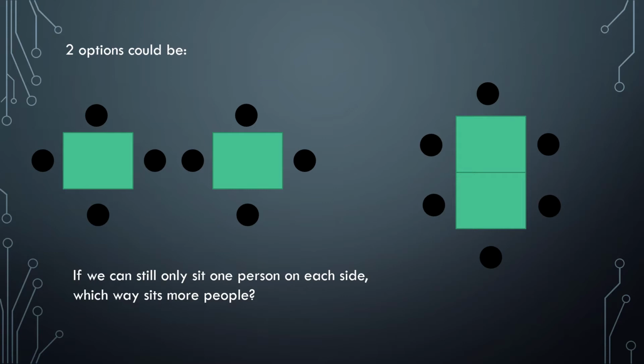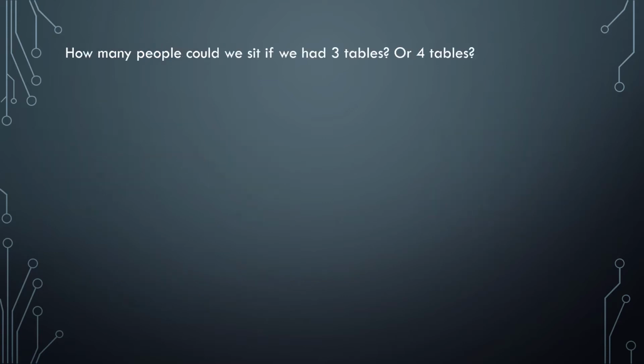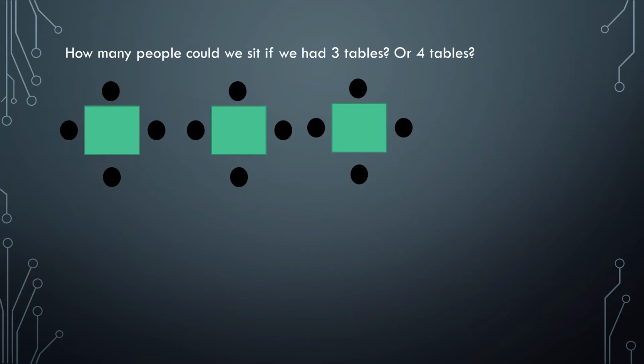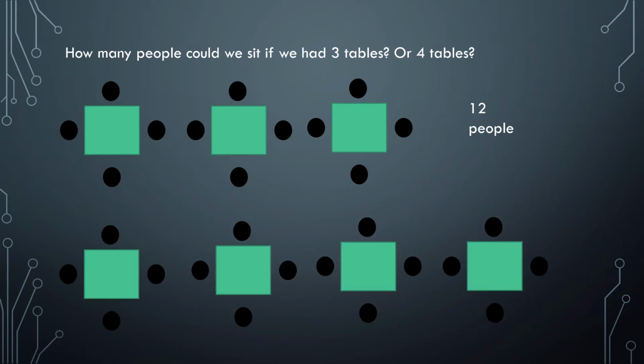So for these patterns, we're going to assume the first option. We're going to look in another video about what happens if we choose the second option. But just now we're going to stick with the first one. So how many people will we have? How many people could we sit even if we had 3 tables? So we've got 3 tables, one person on each edge, we get 12 people. If we had 4 tables, we've got 4 people at each table, one on each edge, 4 tables, 4 people each, 16 people altogether.